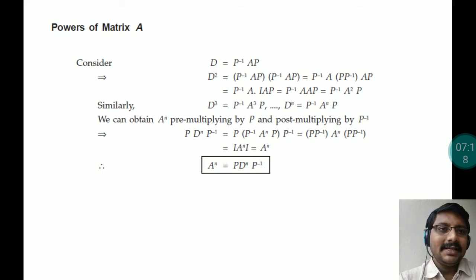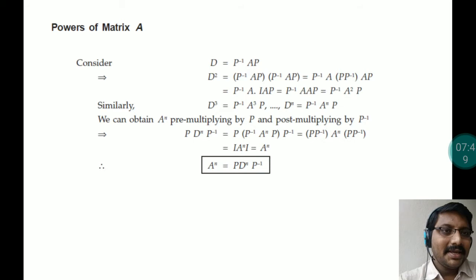For this, consider D equal to P inverse AP. Multiplying by D, we have D into D, that is D square, equal to P inverse AP into P inverse AP. Changing the brackets, P inverse A into PP inverse into AP. But what is PP inverse? By the inverse matrix definition, PP inverse is I. So P inverse A, I, AP.